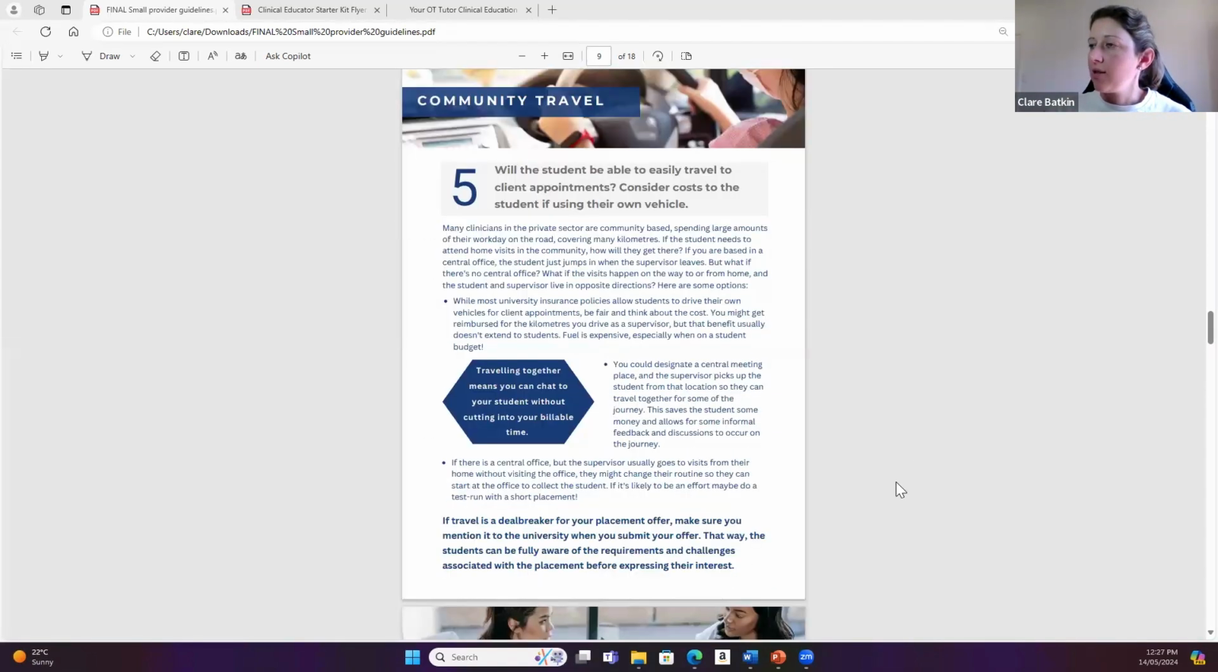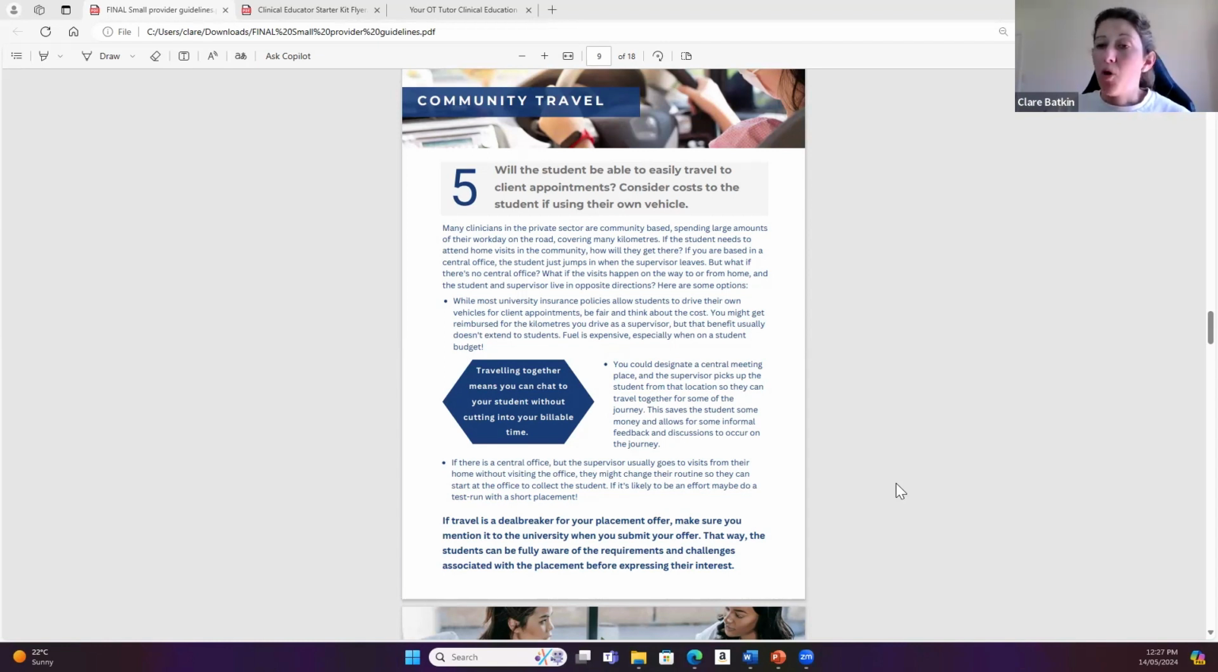Community travel is question 5. So will the student be able to easily travel to client appointments? Consider cost to the student if using their own vehicle. So you've probably seen in the media, recording this in May 2024, placement poverty is a big issue where the cost of actually going on placements is a lot for students and is actually deterring them from being able to get through their degree.